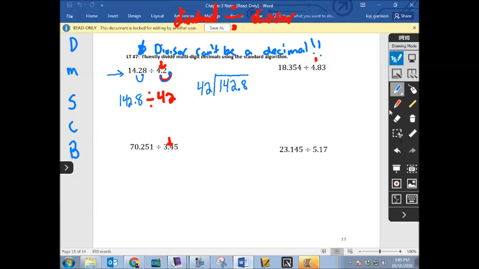Now, as far as this, the DMSCB, does McDonald's sell cheeseburgers?